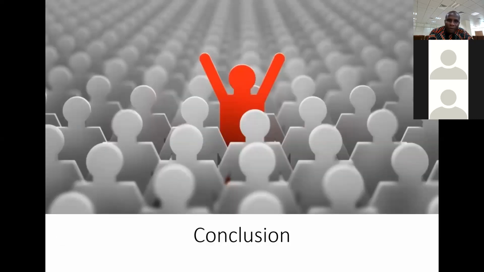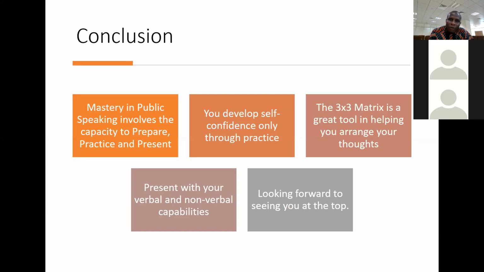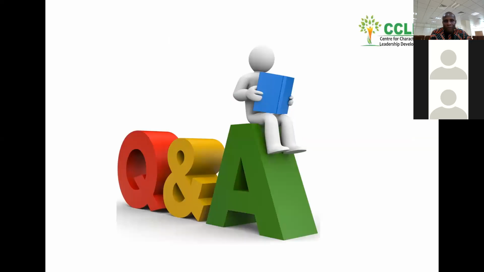All right, that brings us to the end of the training. In conclusion, mastery of public speaking is just three simple steps: prepare, practice, present. Be confident every time you speak. Use the 3x3 matrix. Present with your verbal and non-verbal capabilities. And then I'll be looking forward to seeing you at the top.